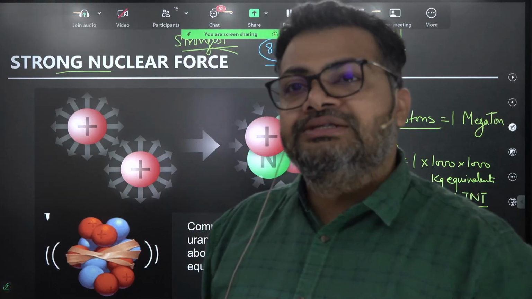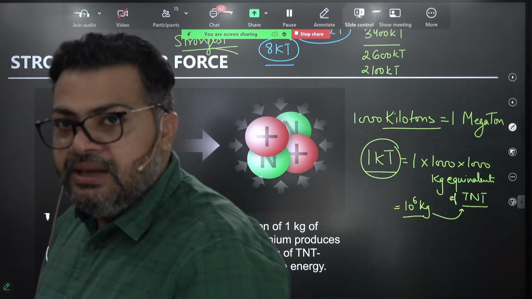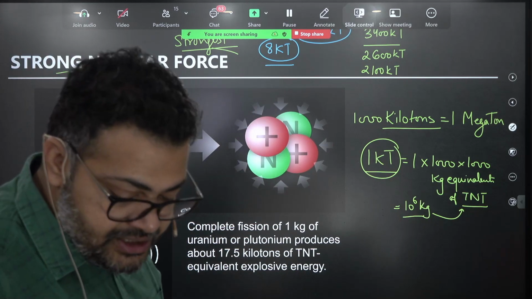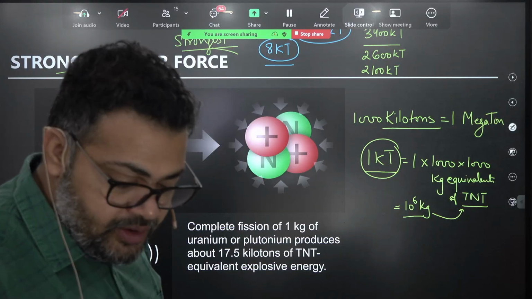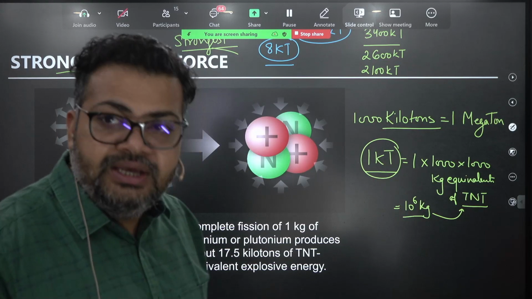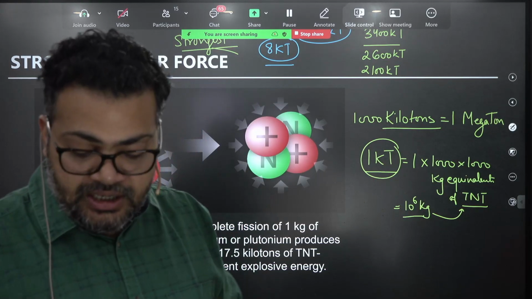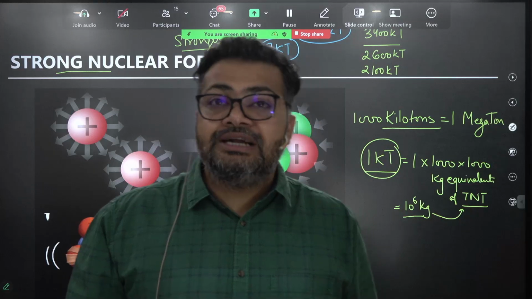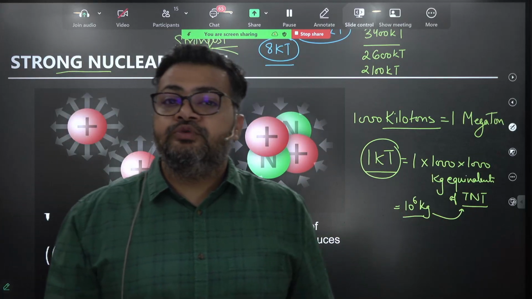Are you guys able to understand? Tell me yes in the chat quickly. Are you able to understand the meaning of KT? So this energy that comes out in the form of tons of TNT, this actually is a small part of strong nuclear force. That's how strong the strong nuclear force is.